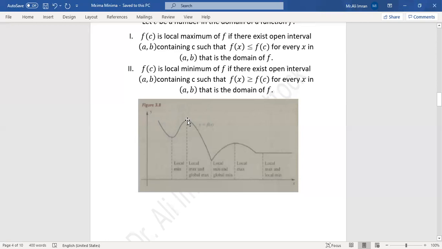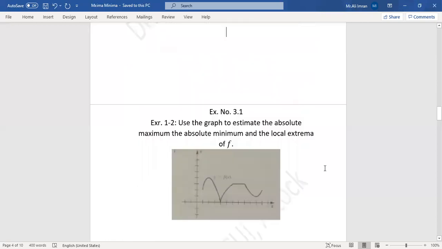This is also the global maximum, and the local minimum if we take a sub interval. And the minimum value is the lowest point or deepest point. This is the local minimum, or called global minimum of the whole interval. Now we will start exercise 3.1.